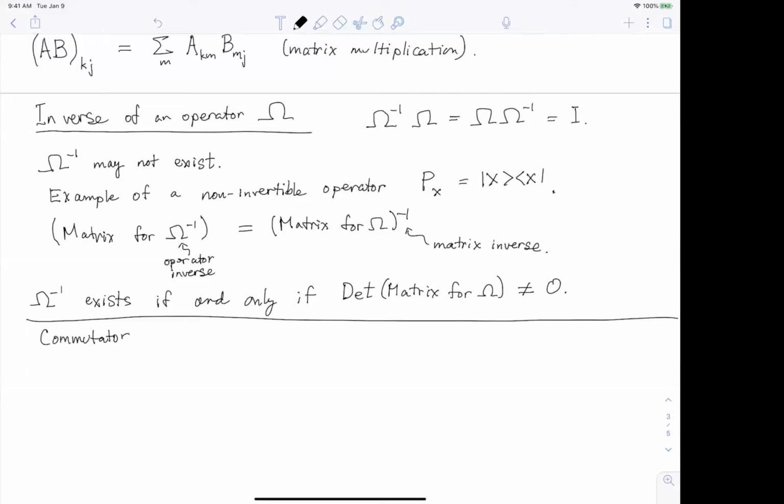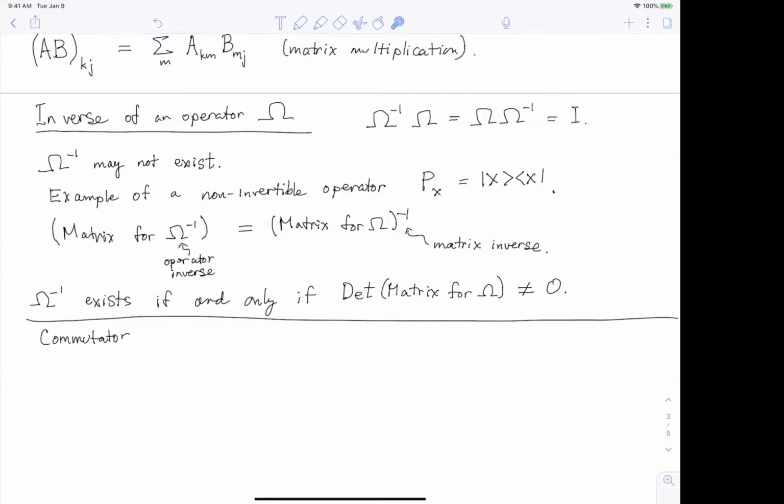So on the right, you're saying you take omega and you first make its matrix, then you invert that. And on the left, you're saying first you take the operator and you form its inverse as an operator, and then you make the matrix out of that. And as to what's the difference, that's what the equality is telling you. The equality is telling you that, fortunately, there is no difference. They are the same thing.